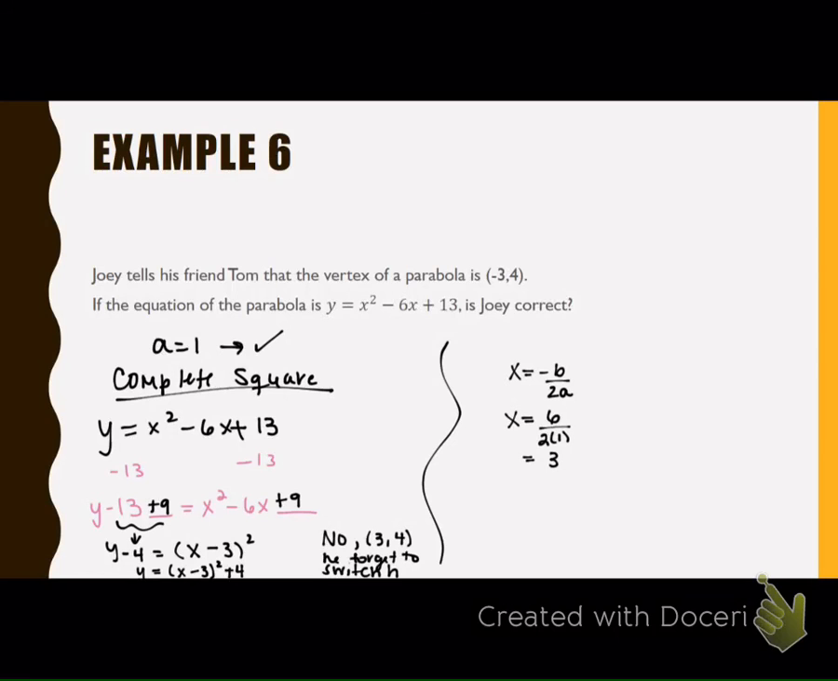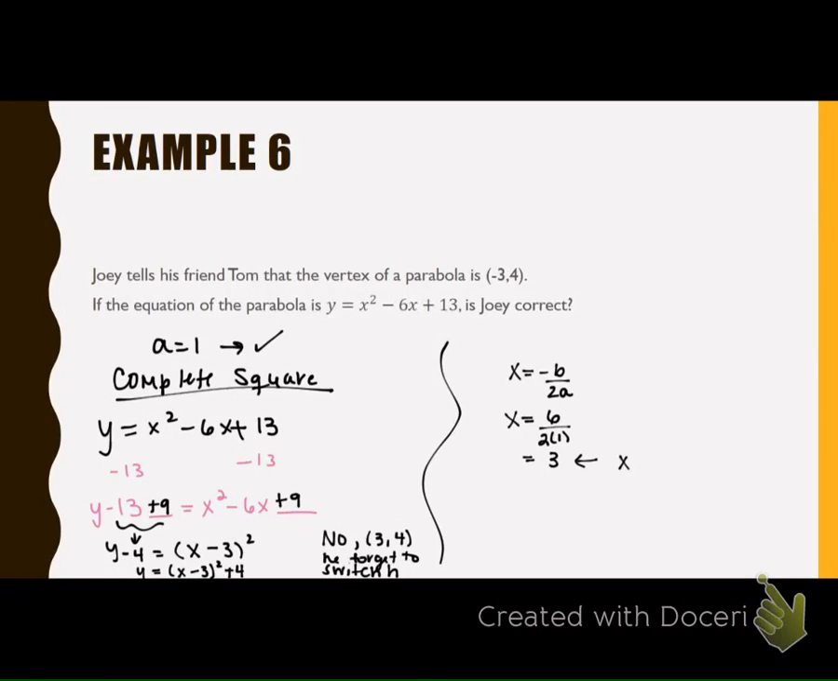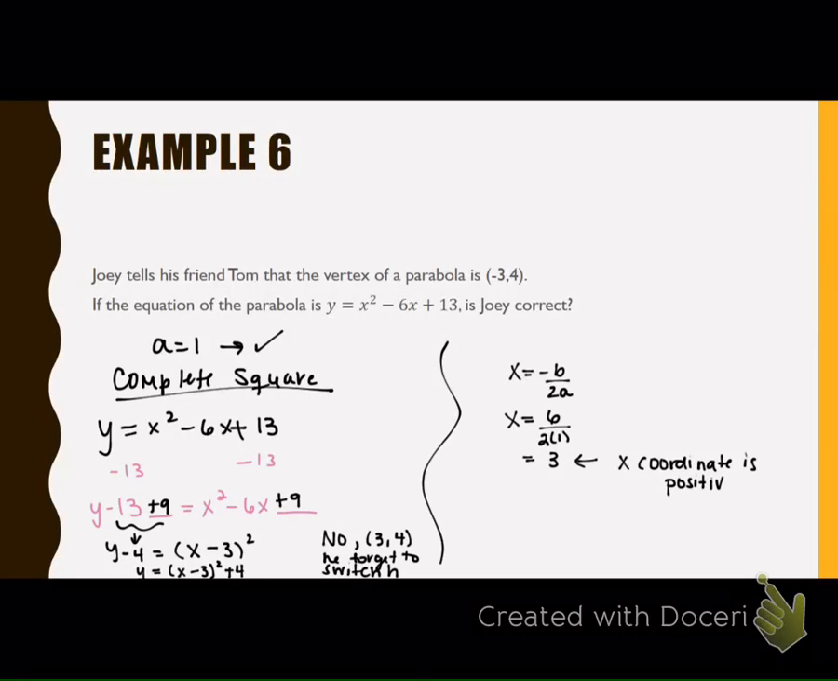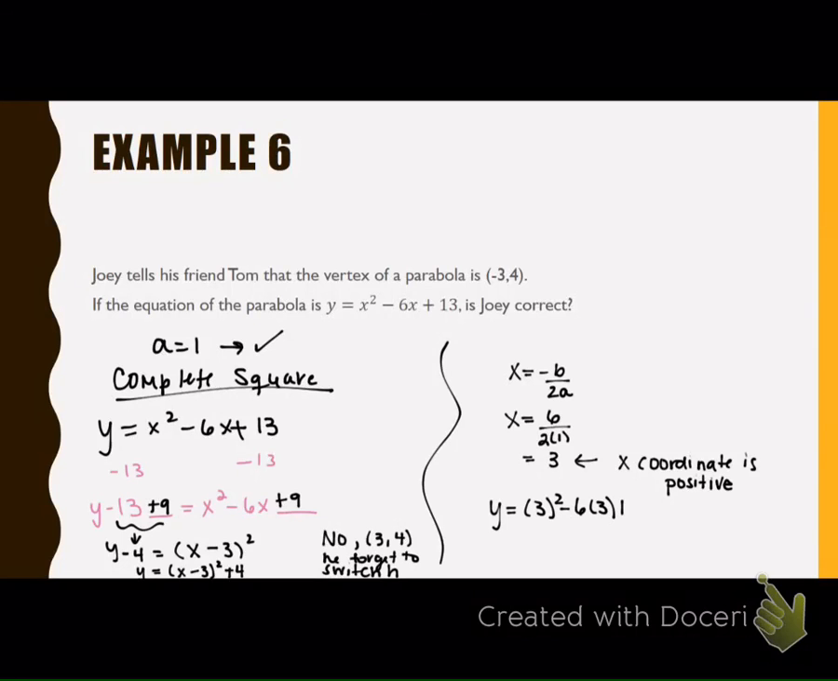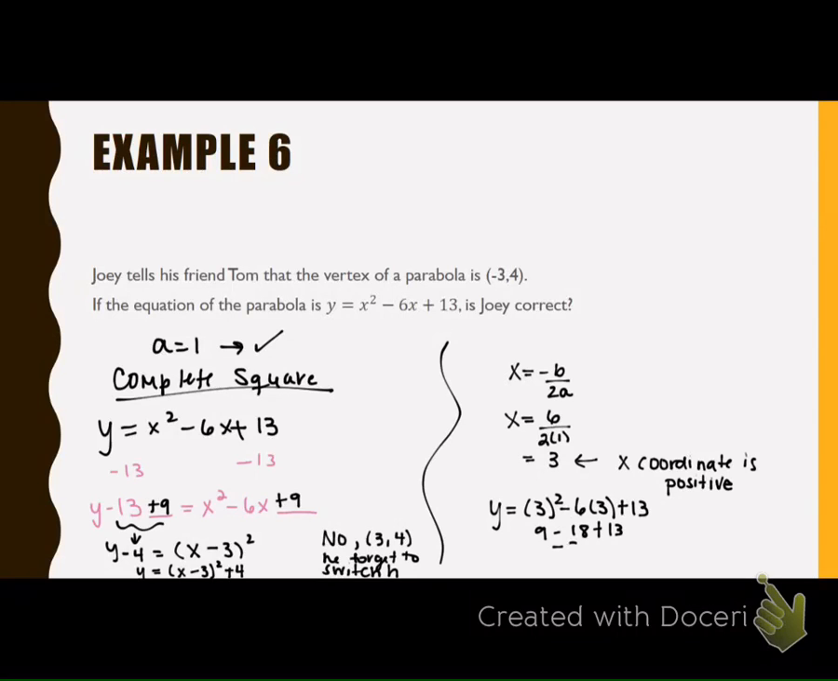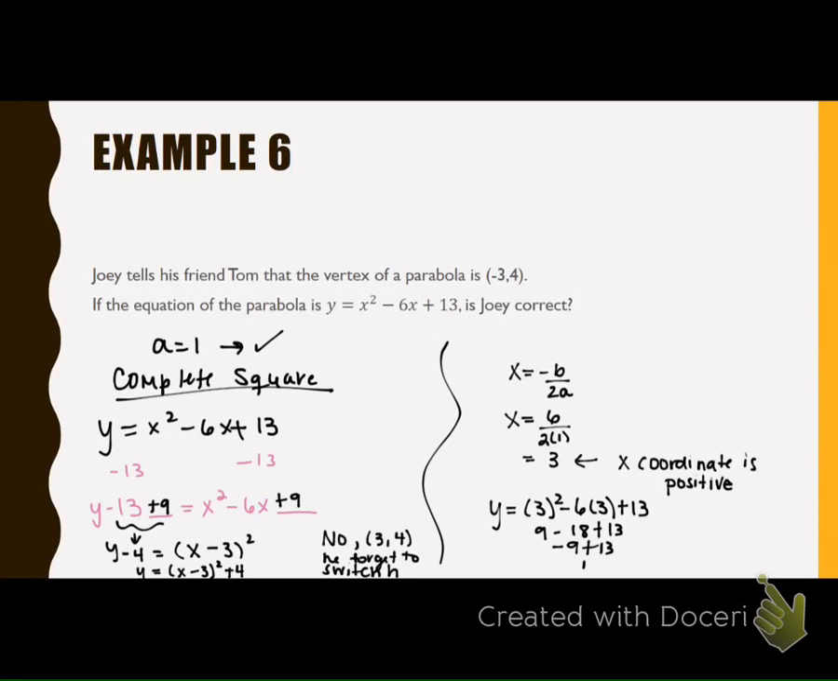Yes, sure. It would be a different y because he got the wrong x. I got negative 149. Oh, maybe not. Let me try this real quick. So y equals 3 squared, 9 minus 18 plus 13. Negative 9 plus 13 is 4. So it should have been 4 still.